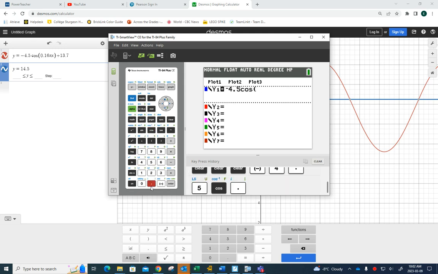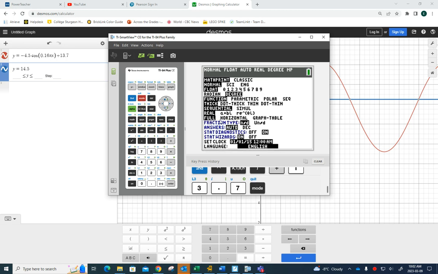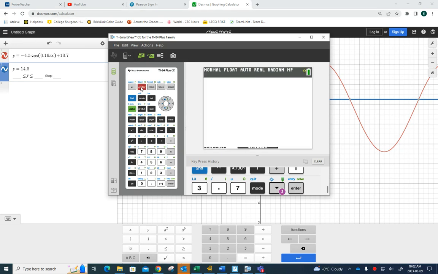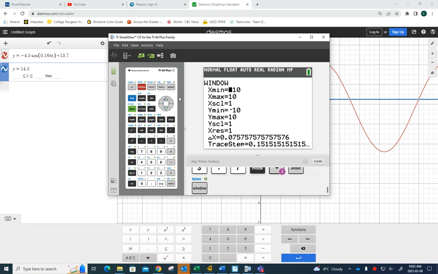On your graphing calculator, you're going to have to make sure that you are in radians. You can do that by hitting your mode button and clicking on radians. On your graphing calculator as well, you are going to have to set up your window.